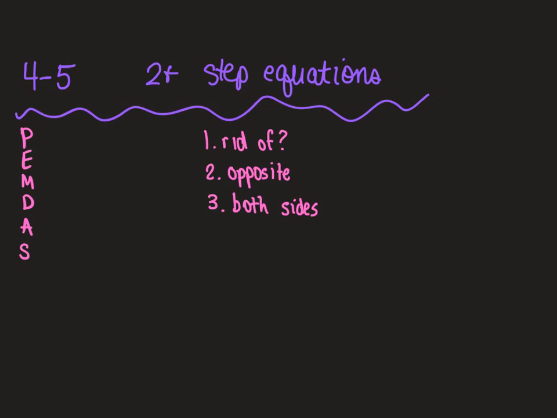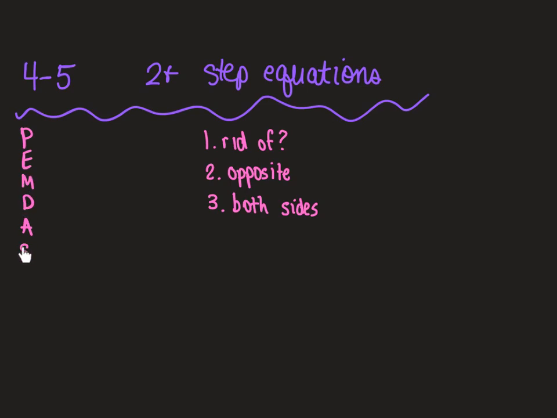Today's video is chapter 4, lesson 5. We're going to do two-step equations, but I put a little plus sign because sometimes they might be more than two steps. So the same three steps apply. What do you want to get rid of? You're going to ask yourself, what number do you want to get rid of? Then you're going to say what operation is the opposite operation and make sure you do it to both sides.